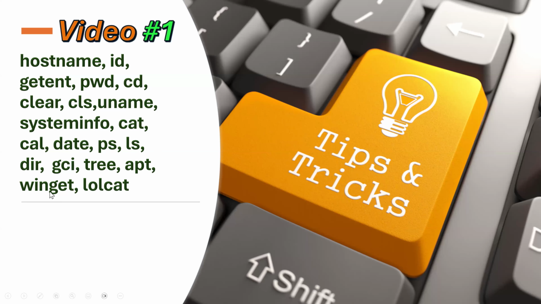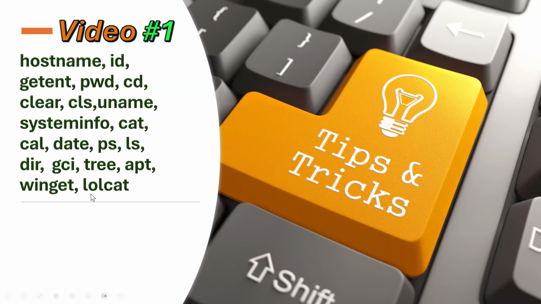And then winget is a Windows package manager that you can use to install and remove software on the Windows side and get a list of installed packages as well. Lolcat is a kind of package that you can get on Linux as well as PowerShell and the Windows platform, DOS. So you can install this one. It does not come with Windows or Linux.